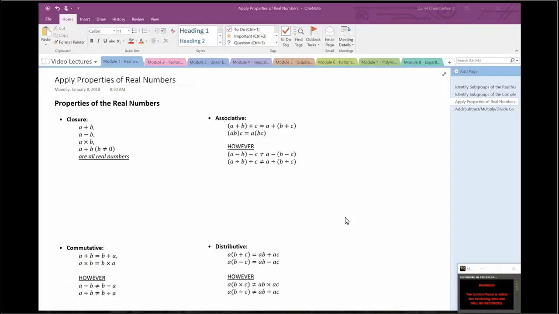Hello. In this video, we're going to look at some of the properties of the real numbers and then use these properties to reduce large expressions. So I've already written out a few of the bigger properties.